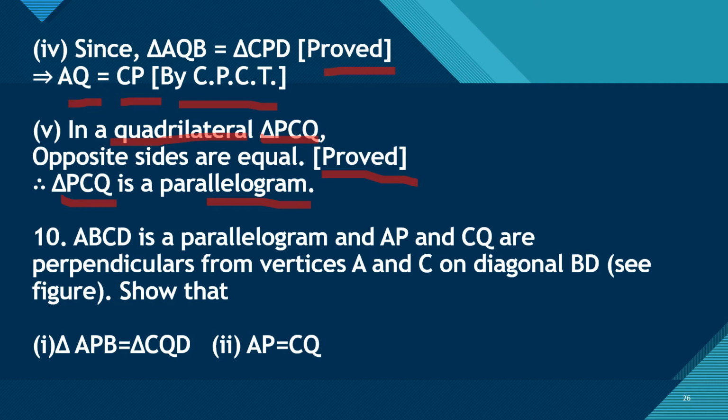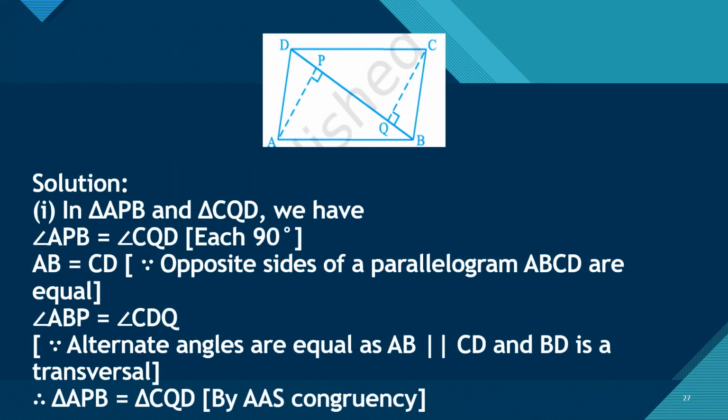Now the 10th question. ABCD is a parallelogram and AP and CQ are perpendiculars from vertices A and C on diagonal BD. See figure. Show that triangle APB is congruent to triangle CQD, and second, AP is equal to CQ. And this is the figure of the question.